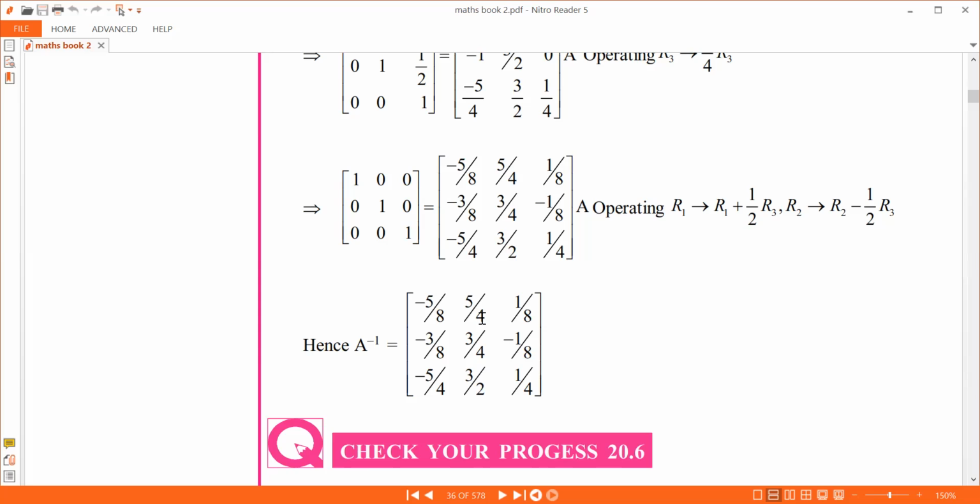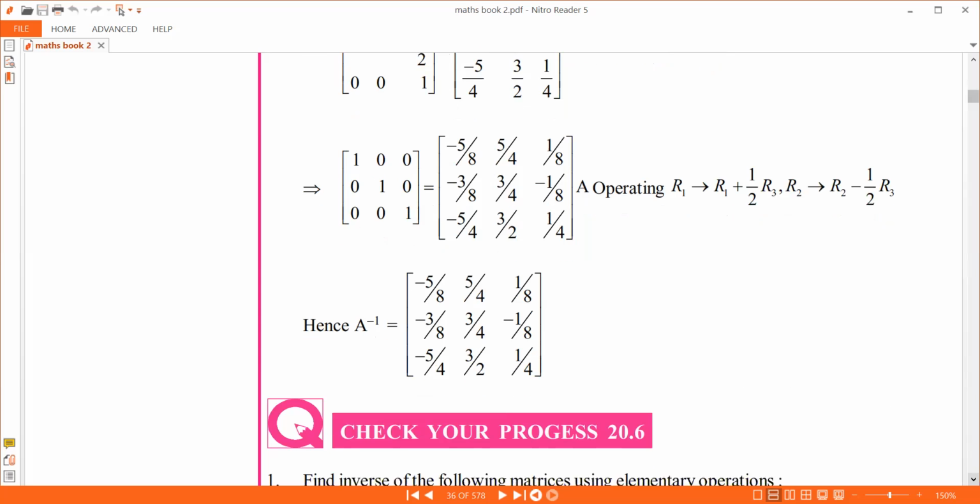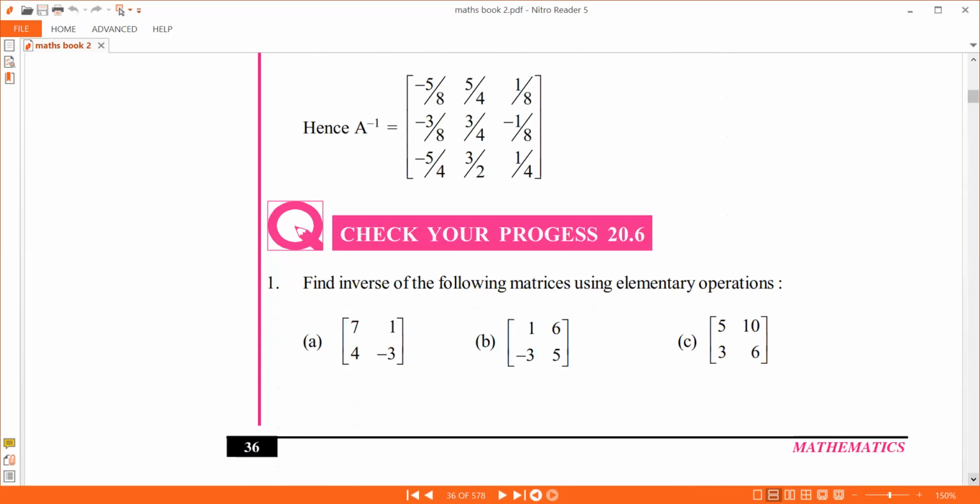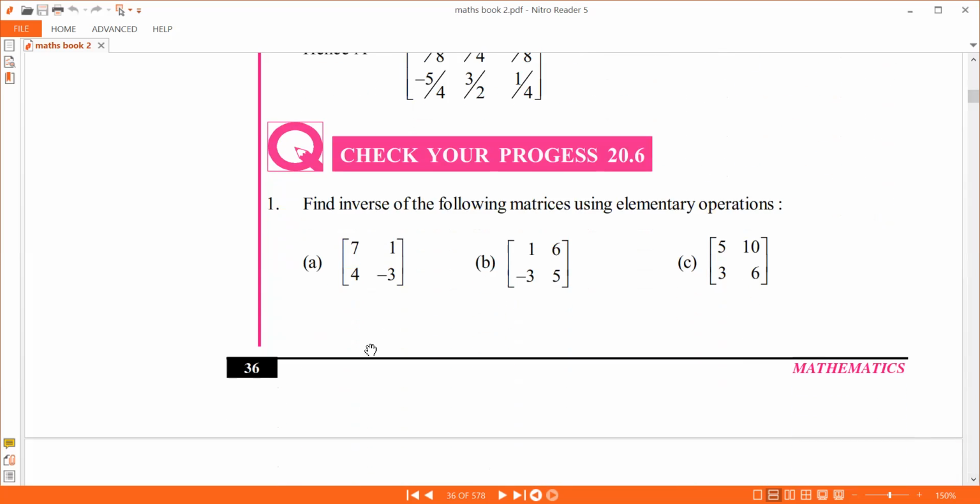We'll solve one more. That's the process. For a 3 by 3, this is the process. Clear? We'll solve more as much as we can, one by one. Now, find the inverse of the following matrices using elementary transformations. We'll use the formula to solve this. First, you learn the formula. Later, we'll see the elementary transformations. Let's see the formula first.